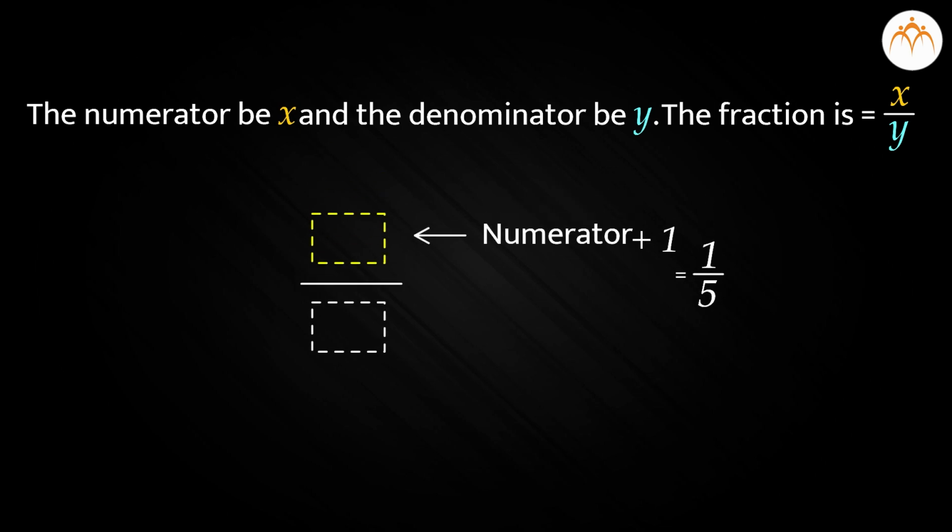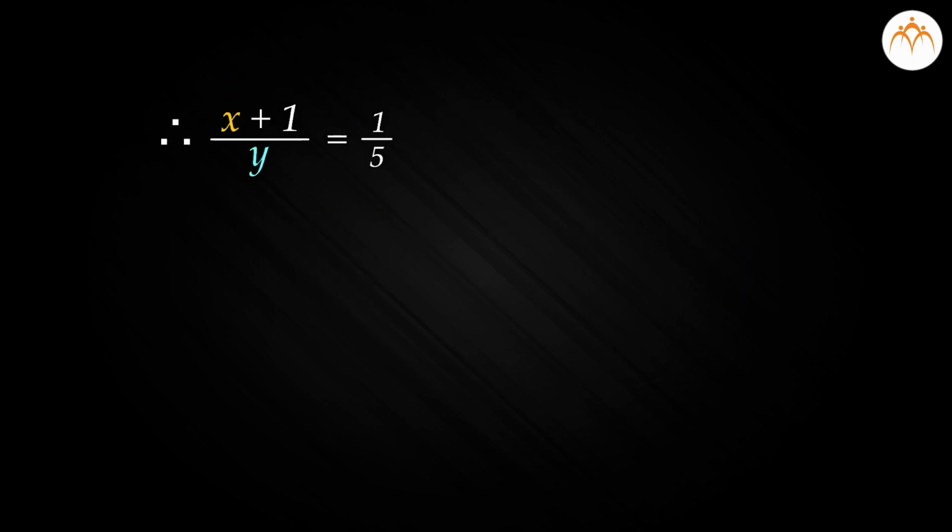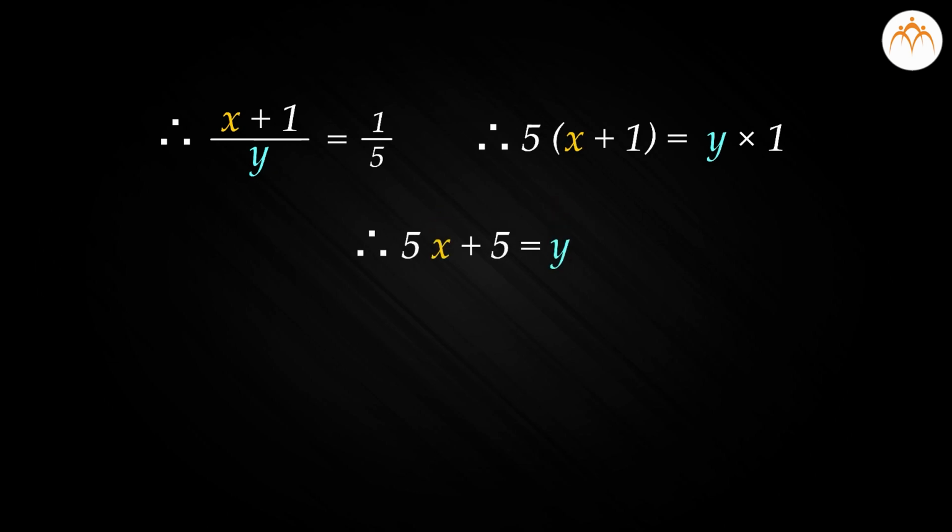Now, if 1 is added to the numerator, its value becomes 1 upon 5. Therefore, (x plus 1) upon y is equal to 1 upon 5. Therefore, 5 into (x plus 1) is equal to y into 1. Therefore, 5x plus 5 is equal to y. Therefore, 5x minus y is equal to minus 5. This will be our first equation.